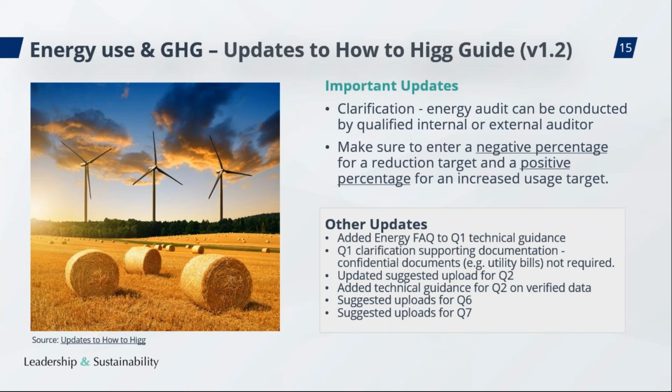And also regarding the goal setting and the target setting, and this is true for every such area, you need to enter a negative percentage if you have a reduction target and a positive percentage for an increased usage target. So if you want to save energy, then you need to put in a negative percentage for your saving target.